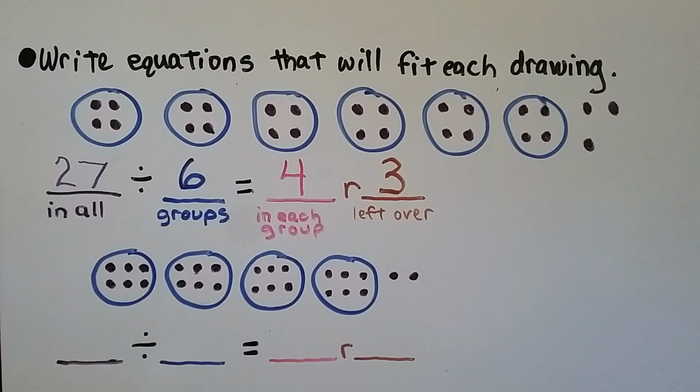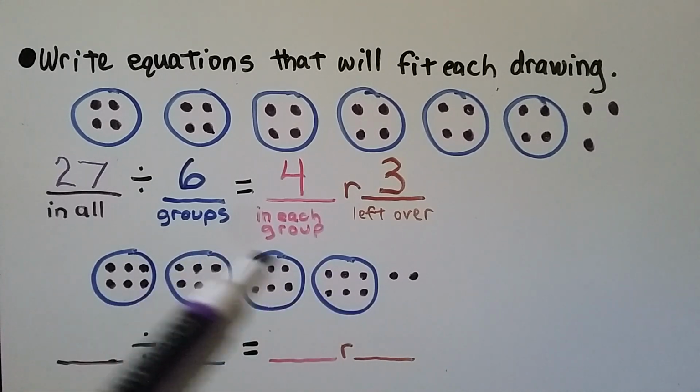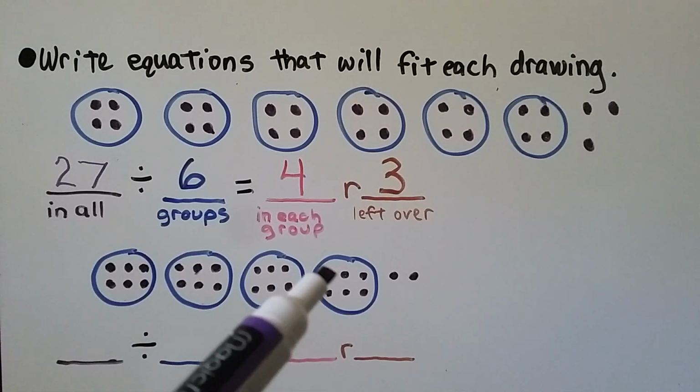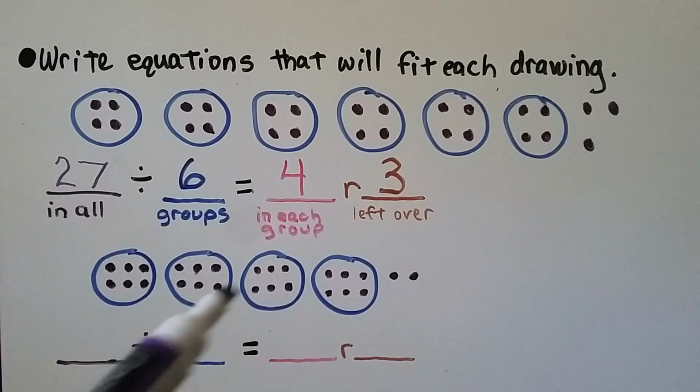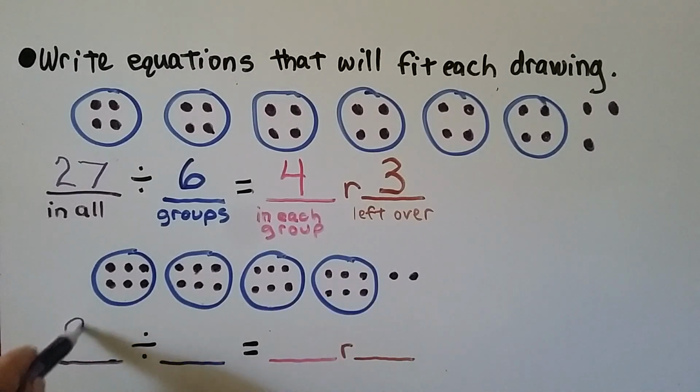Now let's see if we could do it for this one. We have 6 in each of these groups. That's 1, 2, 3, 4 times 6 is 24. But let's count our remainder this time. We have 24, 25, 26. So we have 26 in all.